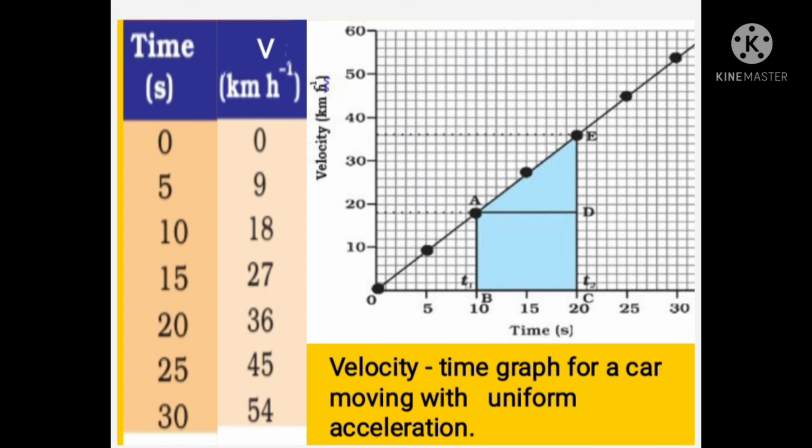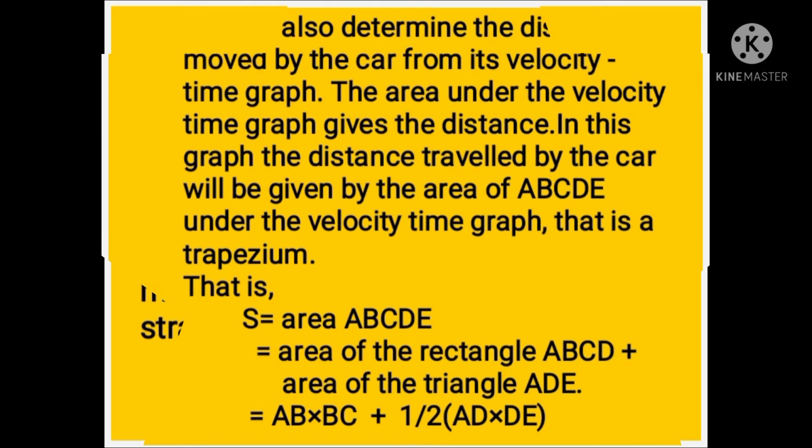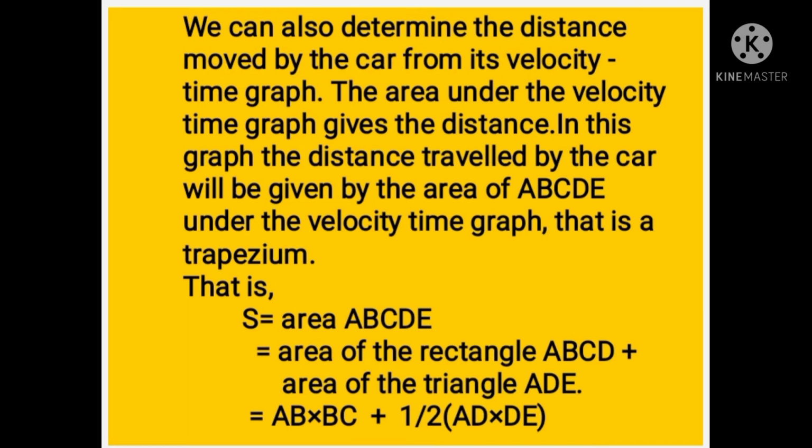The velocity time graph of a car moving with uniform acceleration is shown in the figure. The nature of the graph shows that velocity changes by equal amounts in equal intervals of time. Thus, for uniformly accelerated motion, the velocity time graph is a straight line. You can also determine the distance moved by the car from its velocity time graph. The area under the velocity time graph gives the distance moved by the car in a given interval of time.